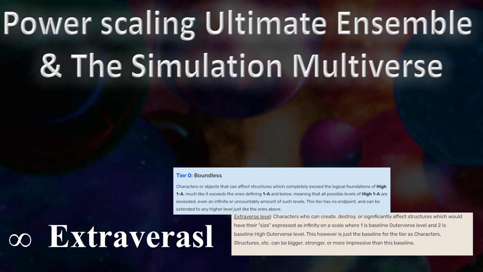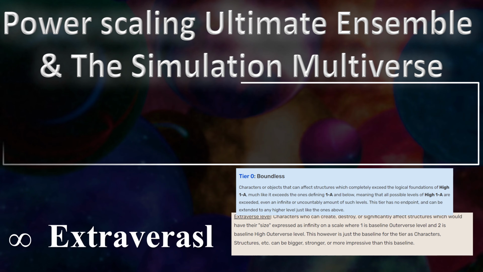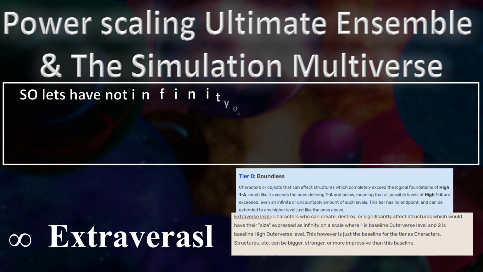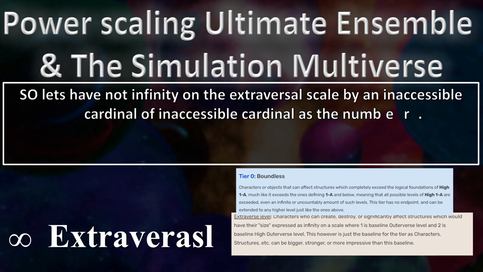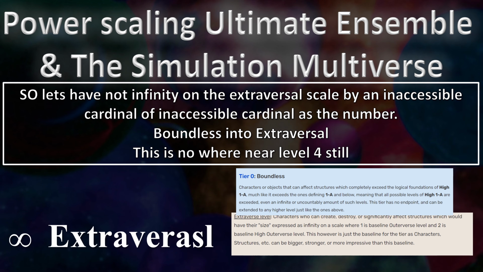Let's mix the beyond-inaccessible-cardinal number of layers that is Boundless with the insane jump in tiers for every numerical value that Extraversal has. So, in a way, you could call it a boundless number of layers into Extraversal. That's just a name that I can come up with. Now, while that is an absolutely insane tier, it is nowhere near the likes of a simulated multiverse at its very peak, or the ultimate ensemble.